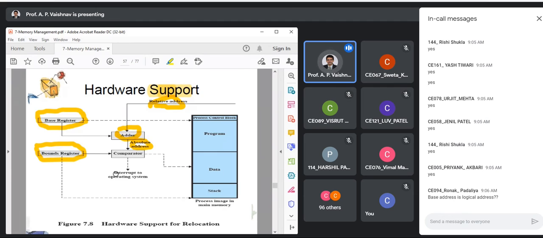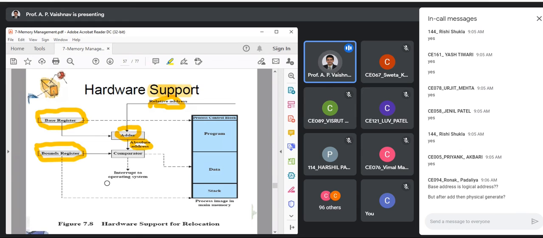Is the base address a logical address? No. The base address is a physical address, as I said. It is the starting location of your process, so it is a physical address. And we know that in advance because we know from where the process is starting. Clear, Ronak? When you load that process, the OS knows the location. That's why it is a physical address.